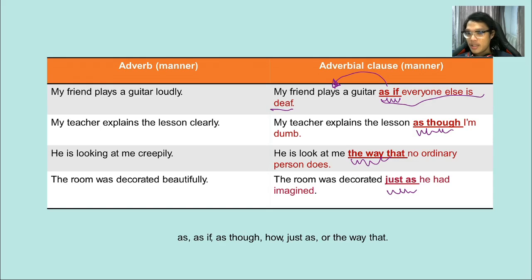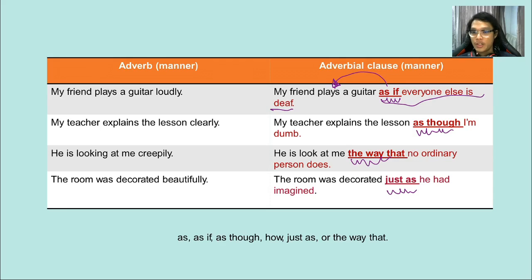So you can say it more quickly, you can say it more academically, so that I can get more of what you want to say. So that can be another way to describe the manner as well. So the third sentence, he is looking at me creepily. Creepily is another adverb, right?